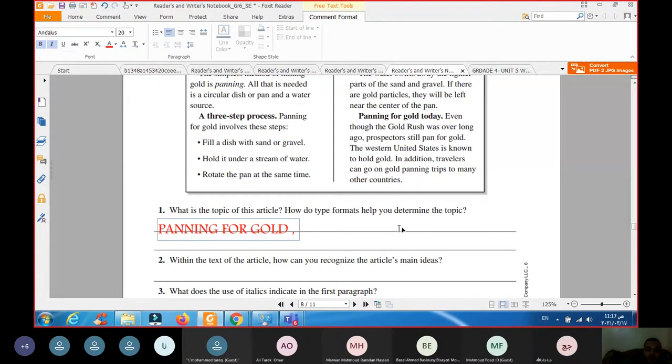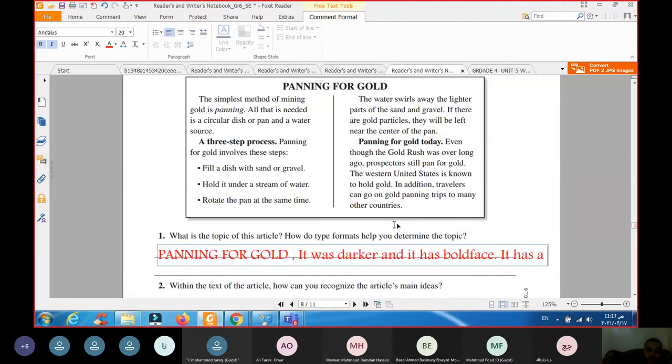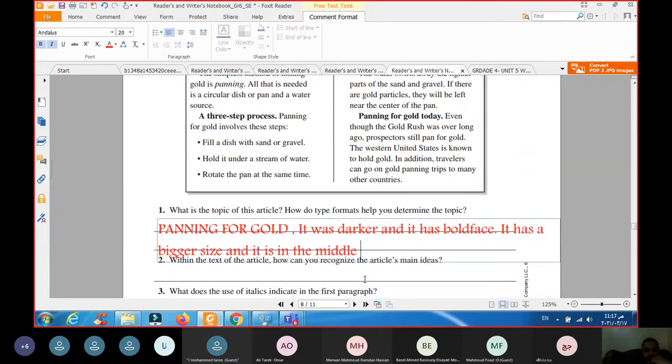Okay, let me tell you the answer. It was darker, and it has boldface. What else? It has a bigger type size, and it is in the middle. Okay, you can write this, boys.